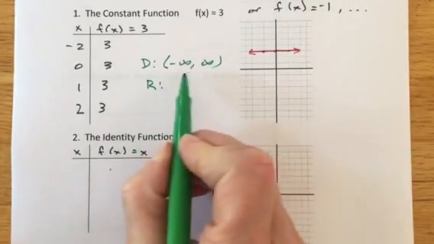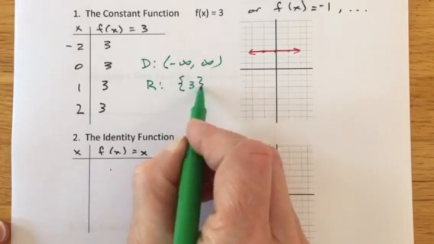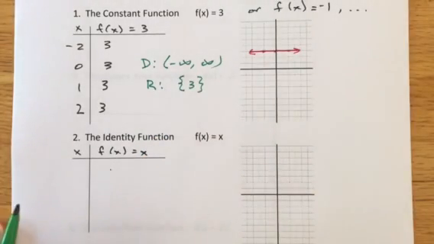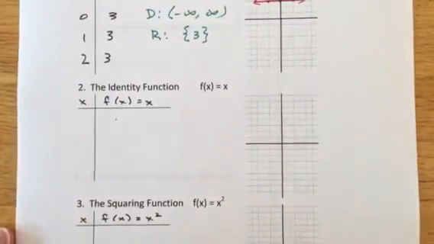So we can't write it as an interval. It's not a collection of numbers. It's just the one value 3. So notice we write it in set notation. It just contains that one element 3. The next two are linear and quadratic.